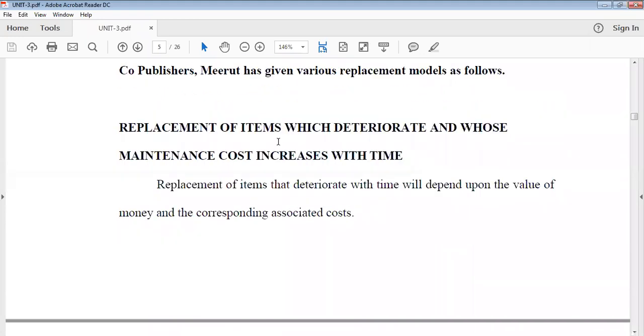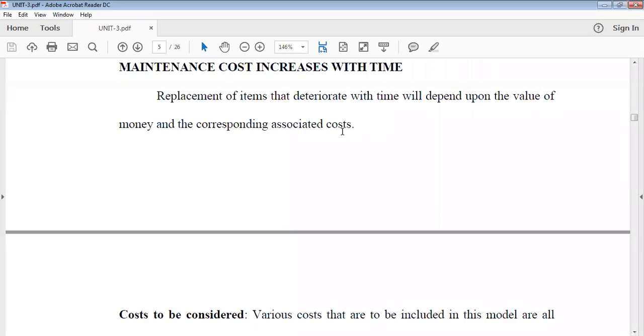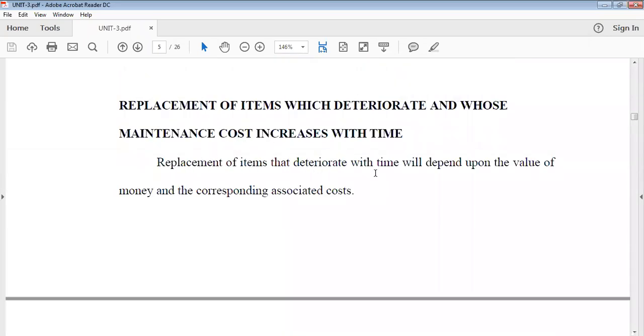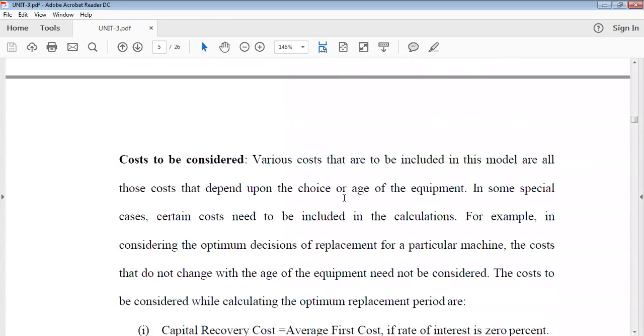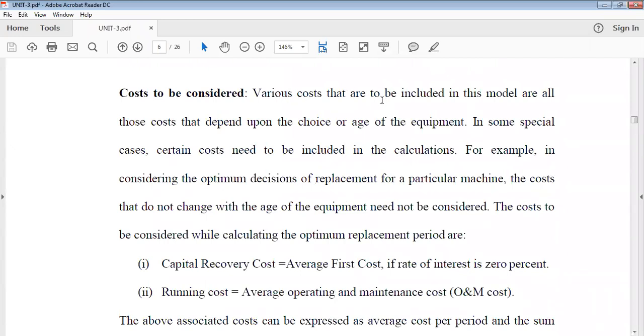Replacement of items which deteriorate, whose maintenance costs increase with time. So this is a replacement of items that deteriorate with time, which will depend upon the value of the money and the corresponding associated costs. Now, costs to be considered. Various costs that are to be included in this model are all of those costs that depend upon the choice or age of the equipment.